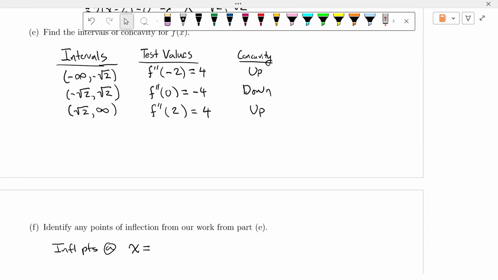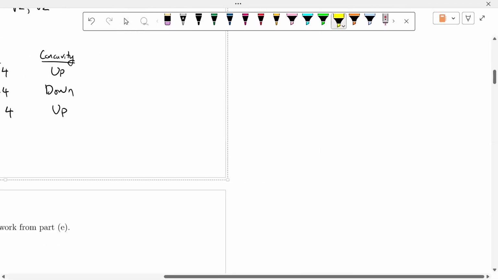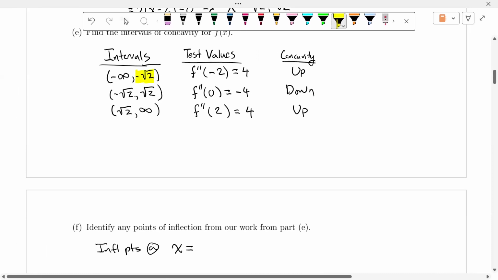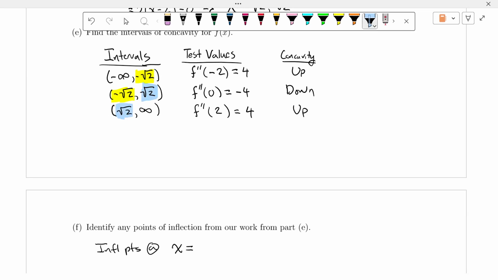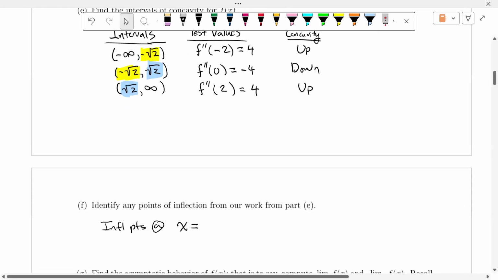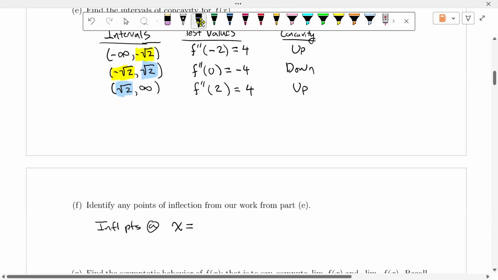Yes, there are. See if I, oops, didn't mean to slide you there. All right, if I look at -√2, to the left of -√2, it's concave up, and then to the right, it's down. And then at +√2, it's concave down to the left and up to the right. And so in this case, I have inflection points at both of these because the concavity switches. At -√2 and √2.